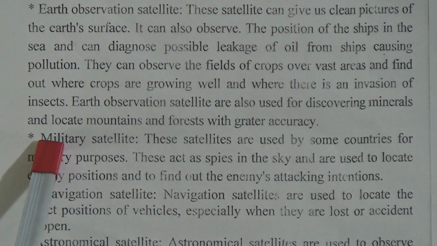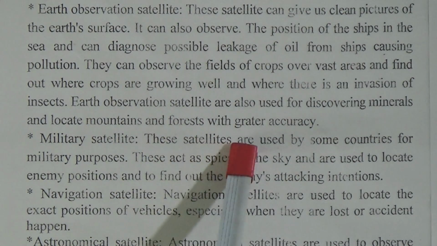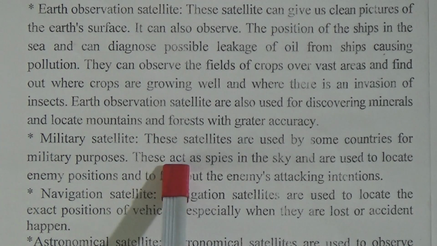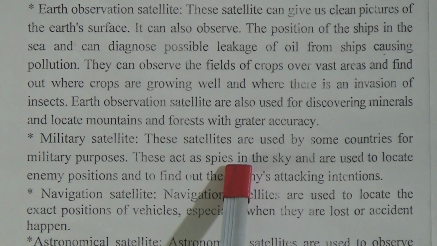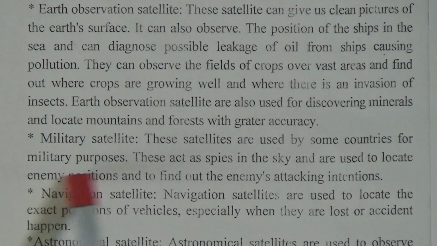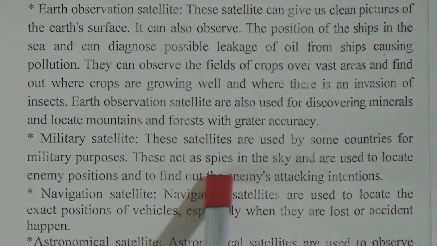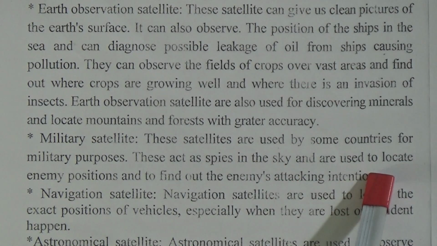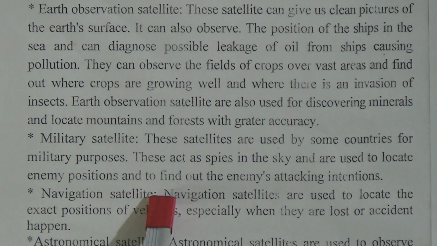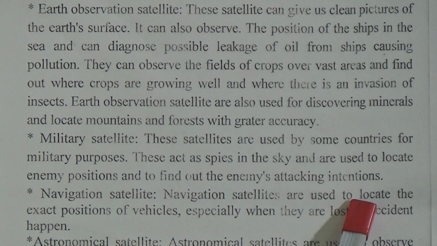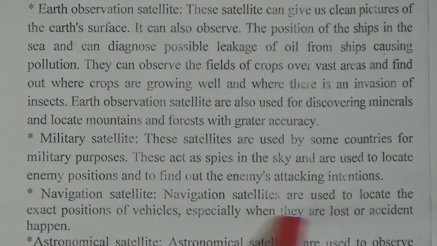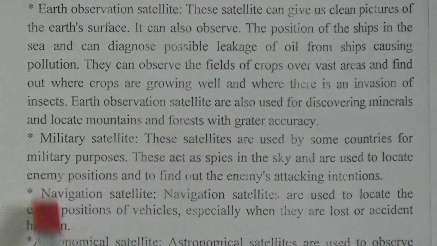Now we will discuss the military satellite. These satellites are used by some countries for military purposes. These act as spies in the sky and are used to locate enemy positions and to find out the enemy's attacking intentions. Now we will discuss the navigation satellite. Navigation satellites are used to locate the exact position of vehicles, especially when they are lost or an accident happens.